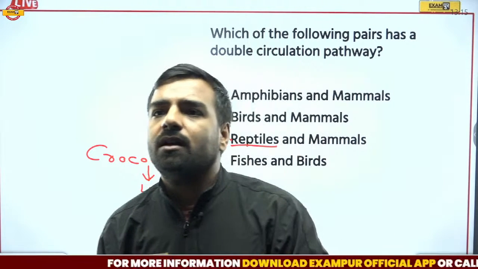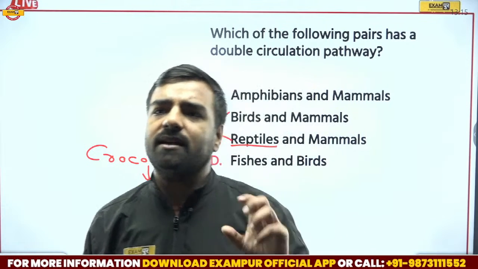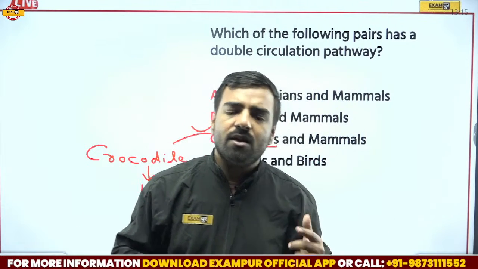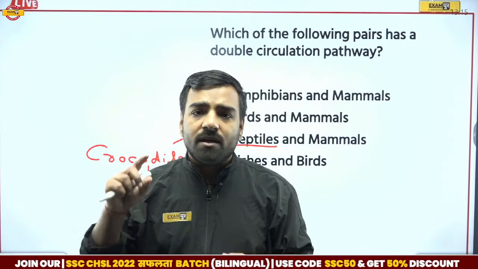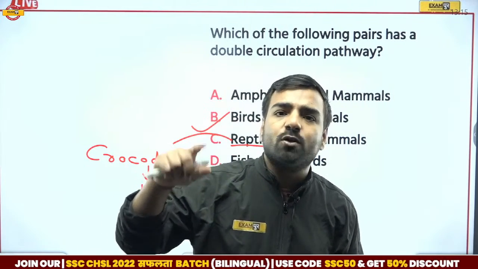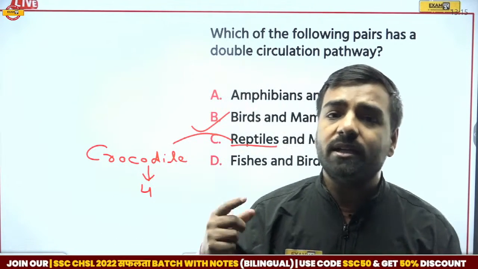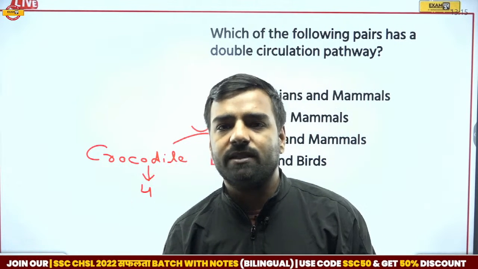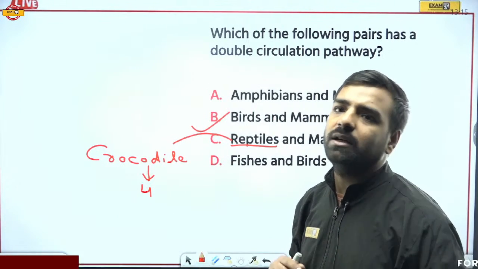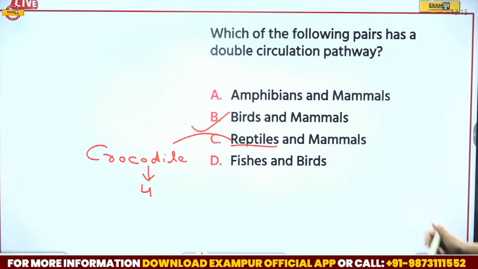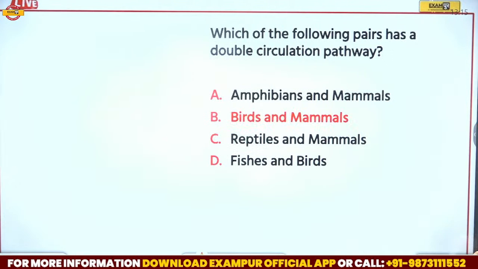No, it's not about hearts, arteries and veins circulation. It means when we're talking about the circulation part now, blood goes through the heart twice during its circulation phase. So this means the double circulation part. Okay, so Kirti, here option number B, that is birds and mammals, is going to be the correct answer.